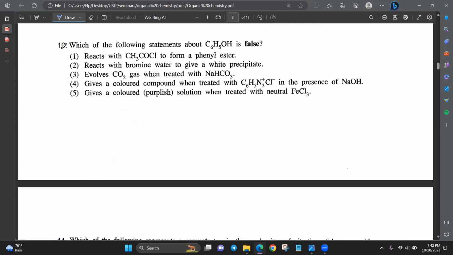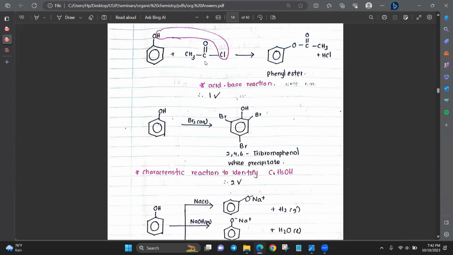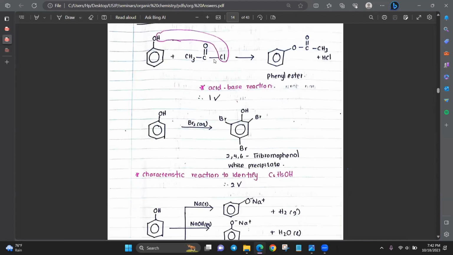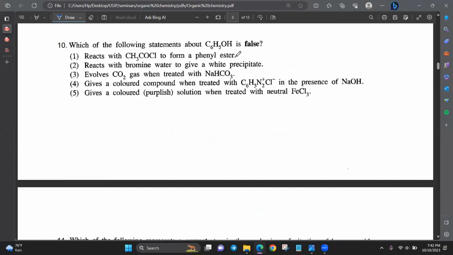What is the first statement? Reacts with CH3COCl to form a phenyl ester. It reacts with an acid chloride to form a phenyl ester. Usually alcohols with acid chlorides also form esters, right? In the same way, phenols will react with acid chloride and form a phenyl ester. The HCl molecule will leave, and the oxygen containing the phenyl group will attach here. That molecule is called a phenyl ester, and HCl will leave. So that reaction can take place. So this is a correct statement.